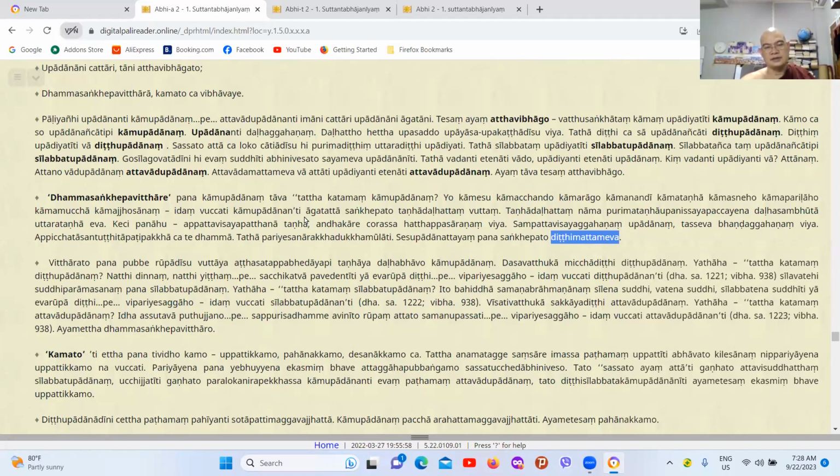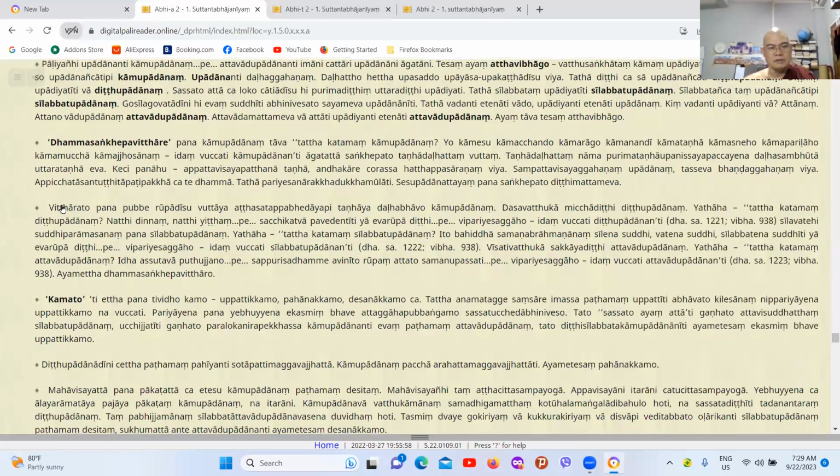Tanha, the kamupadana, represents tanha. The other three upadana represent ditthi. So in brief, there are only two kinds of upadana: tanha and ditthi, they are upadana. How about in detail? We will classify the upadana in brief. We have only two, tanha and ditthi upadana.